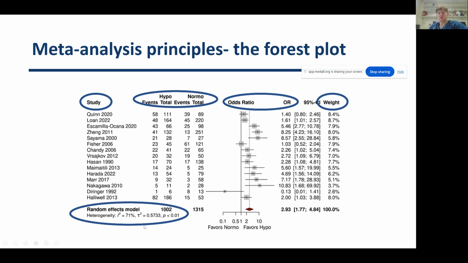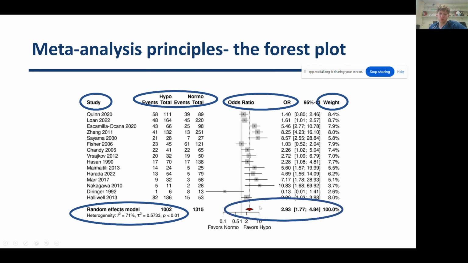It also suggests that the populations and the definitions used in all these studies differ significantly. That's not a problem because the random effects model takes this into account, but it's just something for reference. So a fixed effects model would not be appropriate in this case.